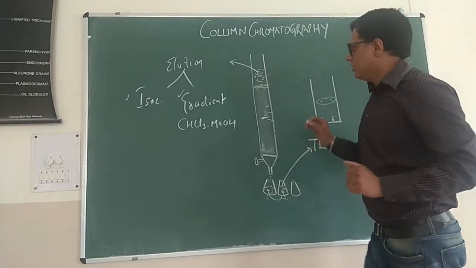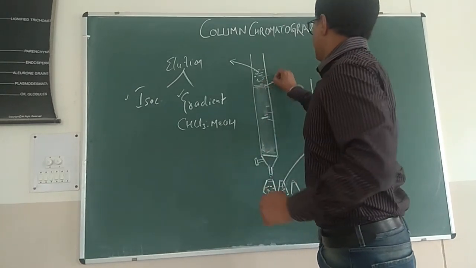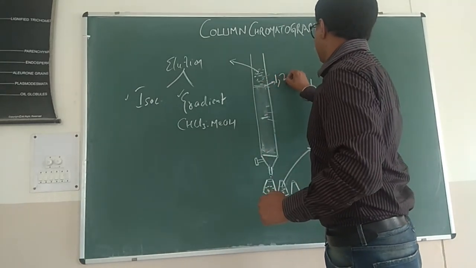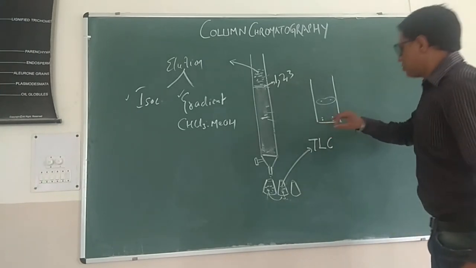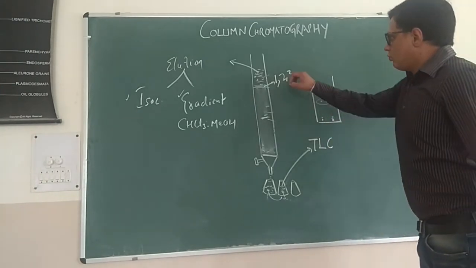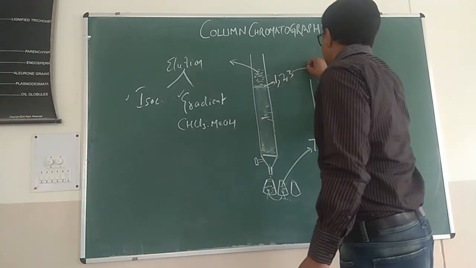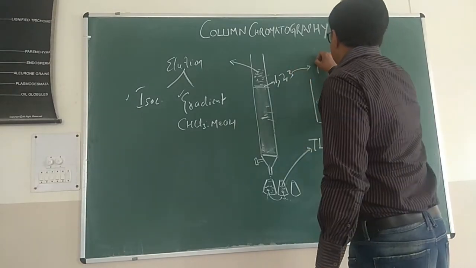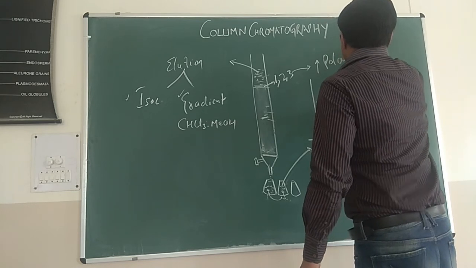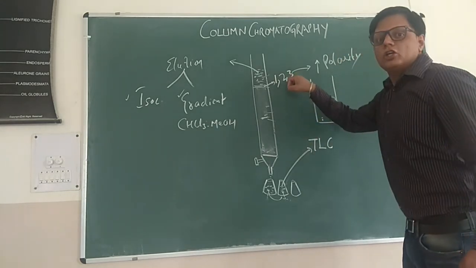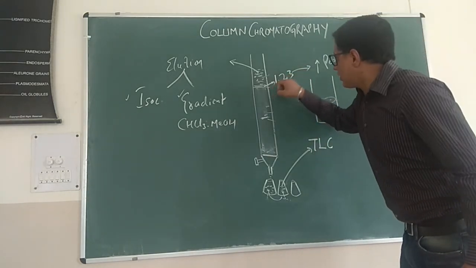Okay, I think this is clear. So suppose this sample is a mixture of 3 compounds and you have isolated 1 and 2. For the isolation of this third compound, we have to increase the polarity of the mobile phase. Why? Because this compound is more polar in comparison to 1 and 2.